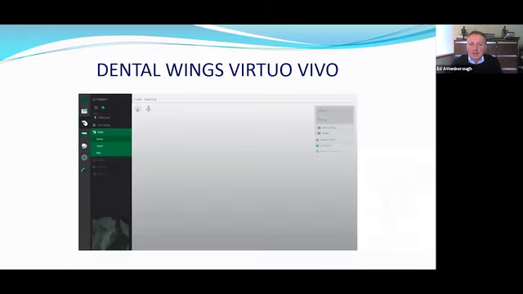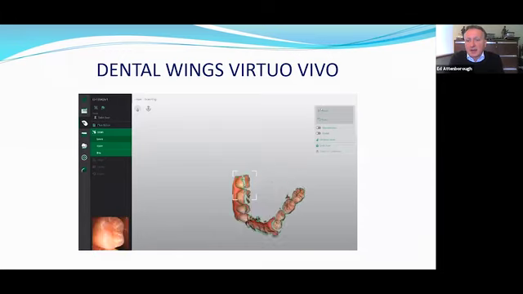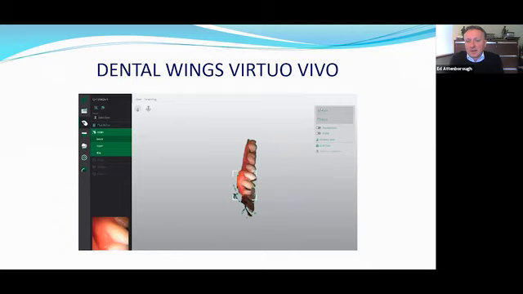Have a quick look at the Straumann Dental Wings Virtuo Vivo scan protocol now. Again, subtly different, but it's useful to compare the three. So again, we're starting on the molar region. This technology is based on blue laser light, but it's recording, overlaying white light, color recording of the anatomy and color of the teeth. Similar process, rolling over the incisal edge there.